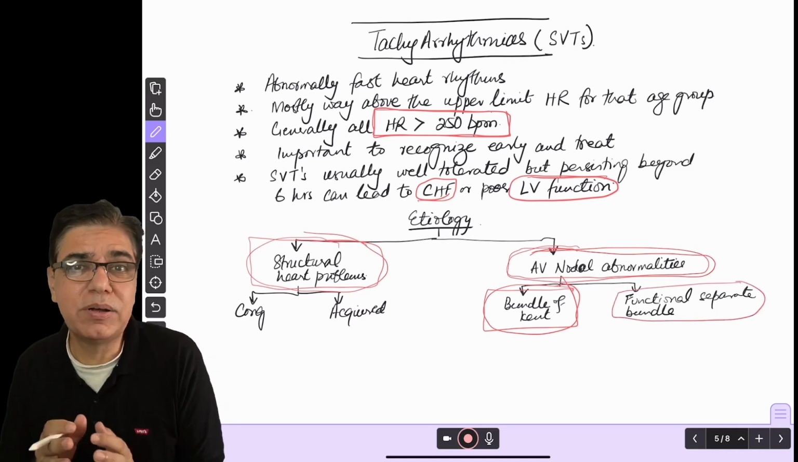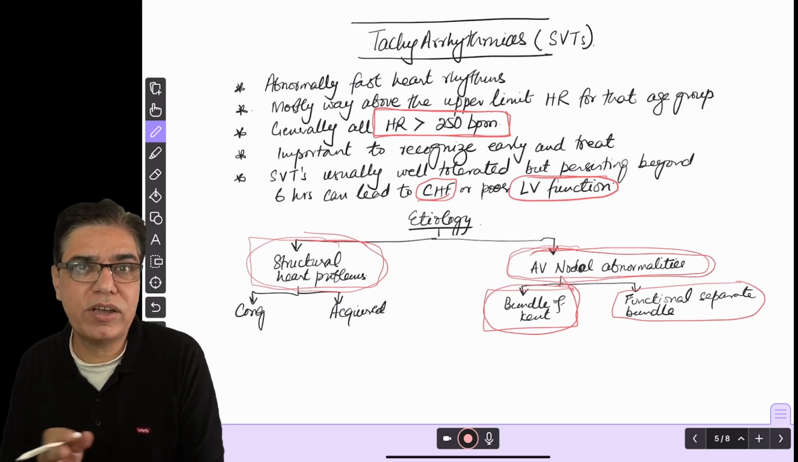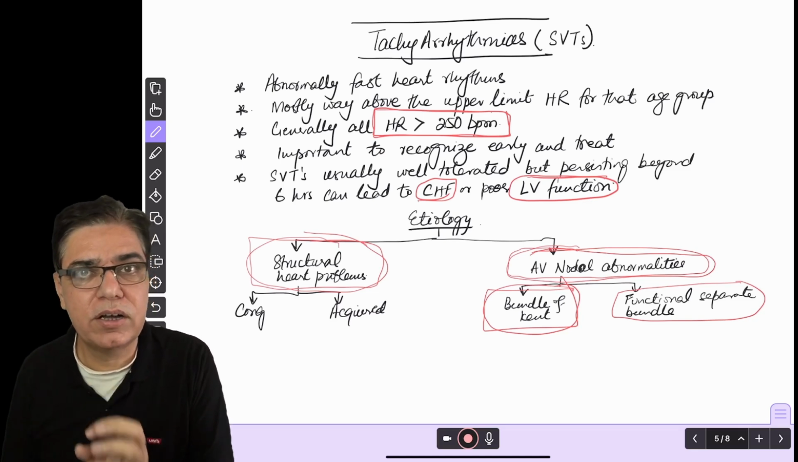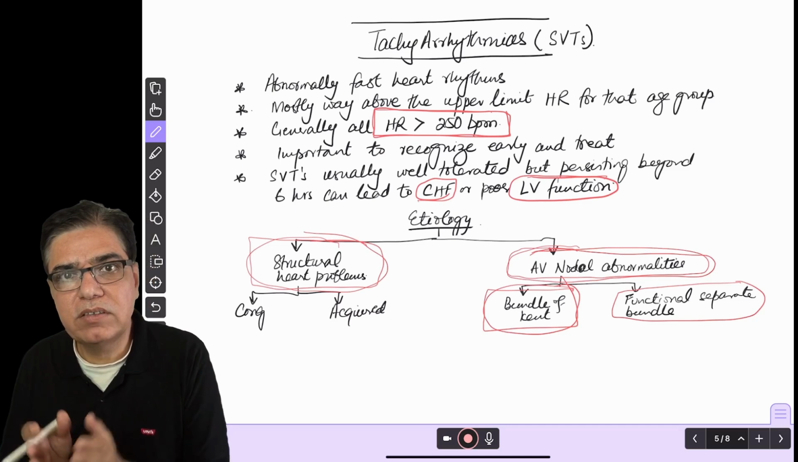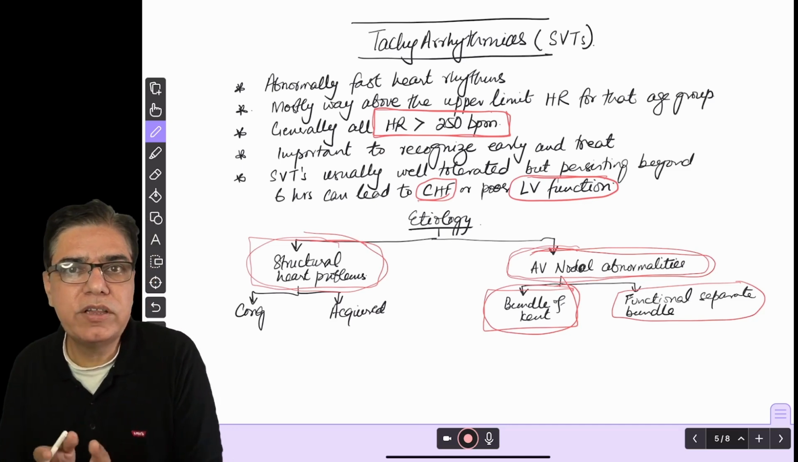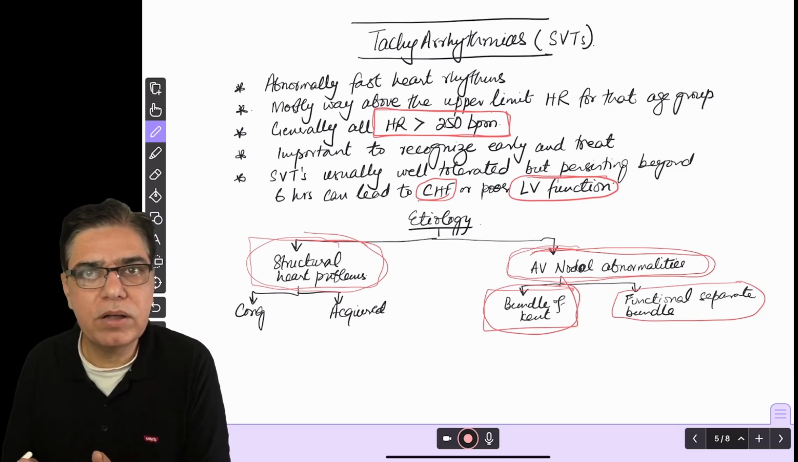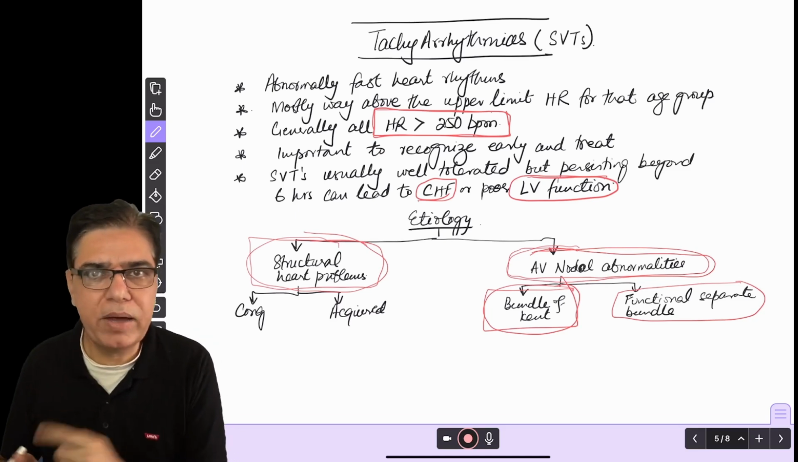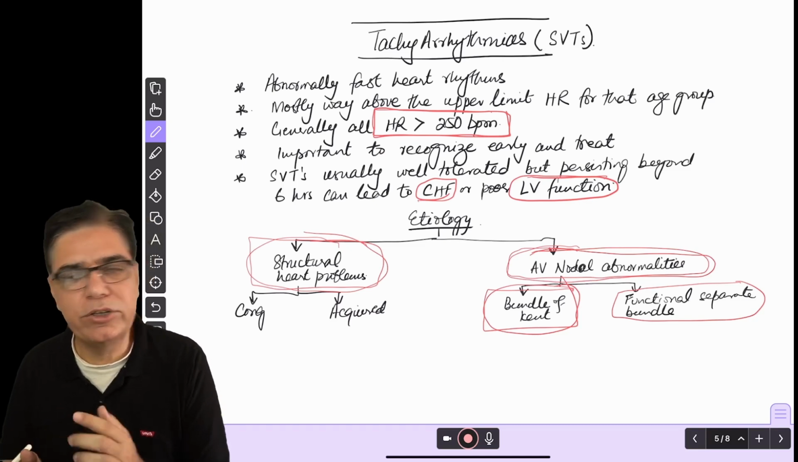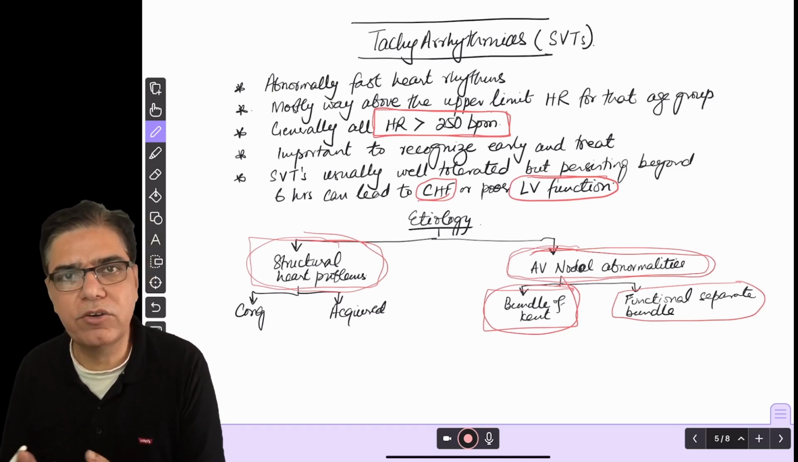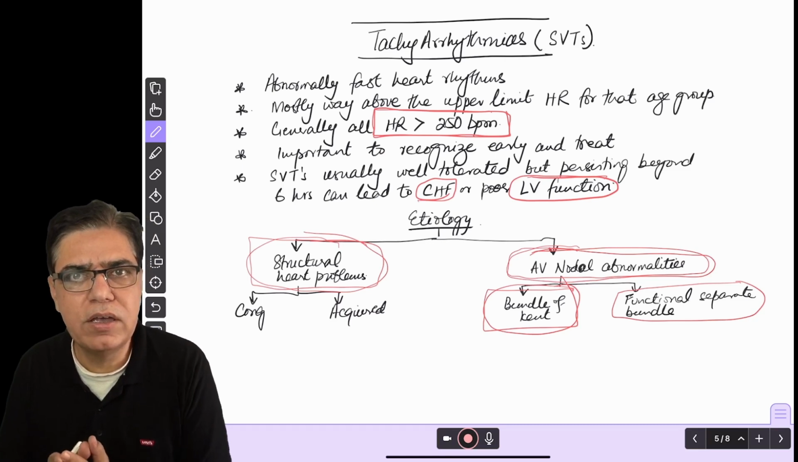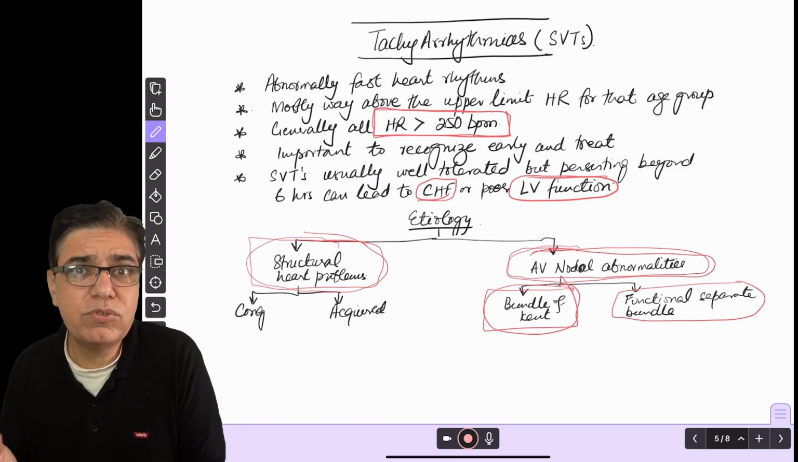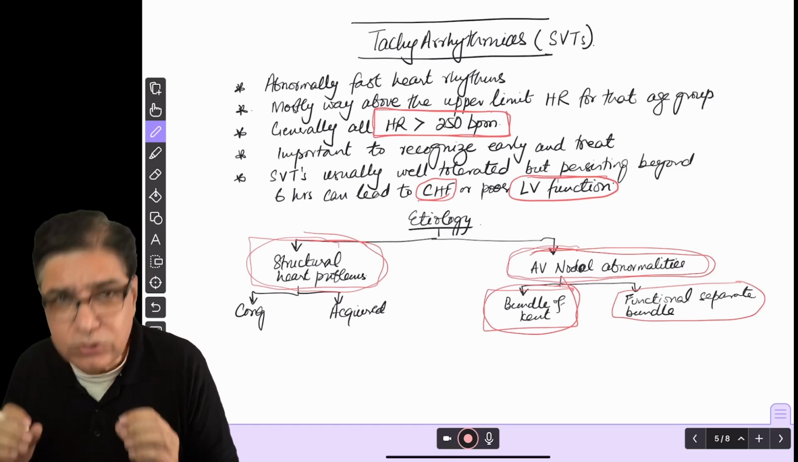Or they can have what we call a functionally separate bundle. So there is a single bundle of His. I mean, anatomically you can't recognize that there is a separate conduction bundle, but within the same bundle, functionally there are two pathways. One is a normal pathway and one is the accessory pathway. So things can go either antidromic or orthodromic, back and forth between atria and ventricle, and that would lead to a vicious cycle of excitation and contraction, and a very fast heart rate, which we call an SVT. So this is the etiology.